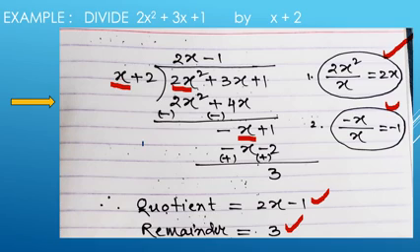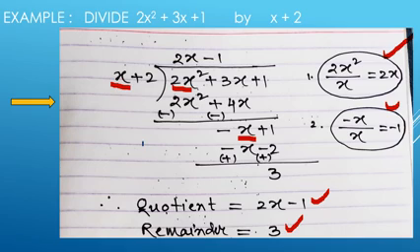Then again, in this term the highest power term is minus x, and the highest power term of the divisor is x. So if minus x is divided by x, the answer is minus 1. So the next term of the quotient is minus 1. When we multiply minus 1 with x plus 2, we get minus x minus 2. Then by the normal subtraction procedure, the sign of 2 changes to positive and the sign of x changes to positive, and 1 plus 2 becomes 3.